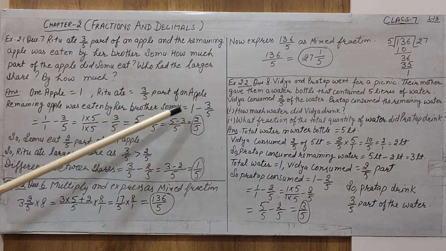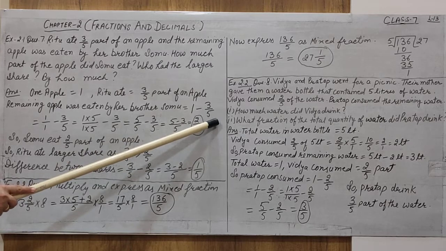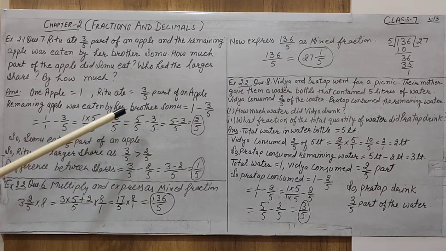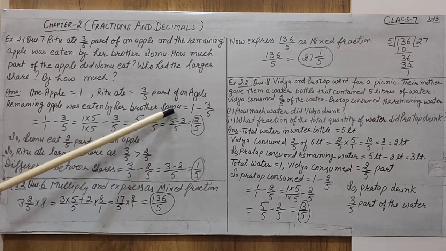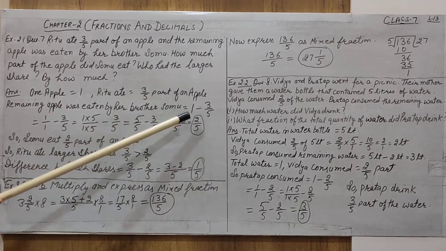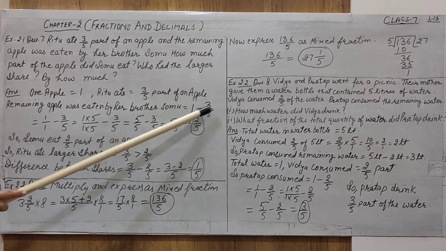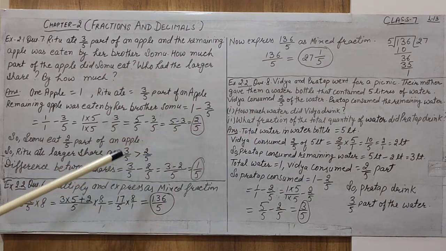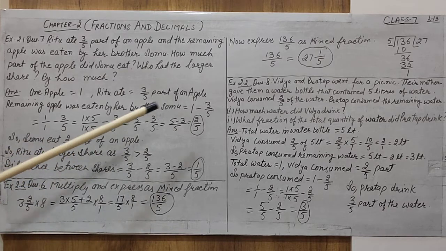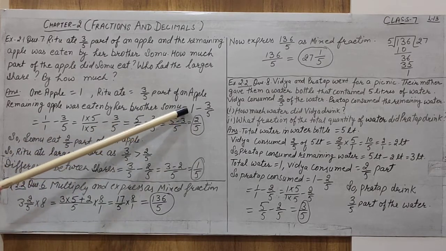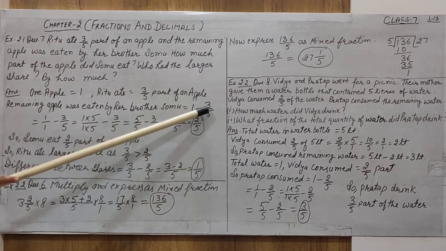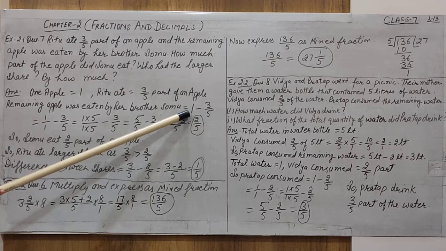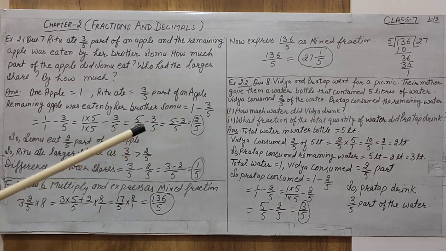Alright, 1 is the complete part and 3 by 5 part is the apple eaten by Ritu. So for finding the part that is eaten by Somu, we must subtract 1 minus 3 by 5, 3 by 5 subtracted from the complete part. Alright, how can we subtract a fractional number from a whole number?